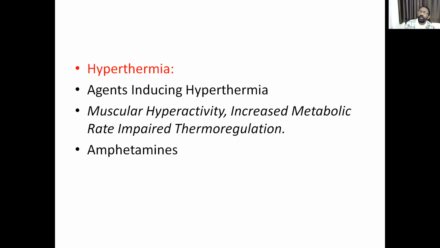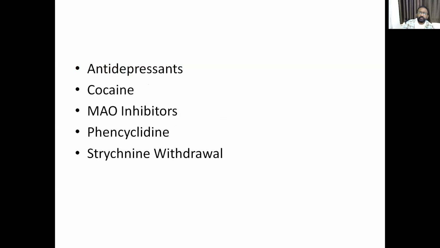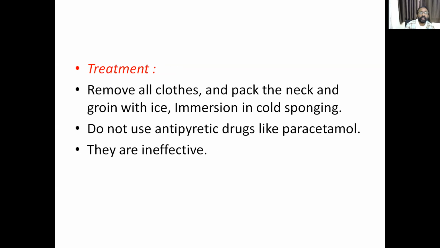There are two types of hyperthermia: malignant hyperthermia, and some antipsychotic drugs also produce hyperthermia. Antidepressants, cocaine, monoamine oxidase inhibitors, all these produce hyperthermia. And what is the treatment? Remove all clothes, and a pack of ice and cold sponge should be given to the patient, and you should not give paracetamol, it is useless.